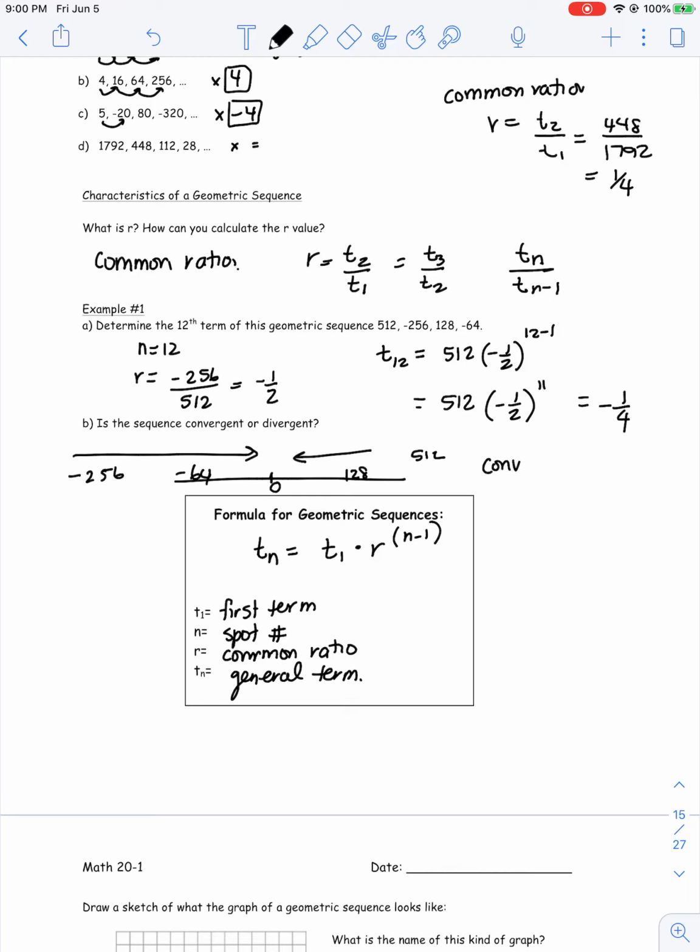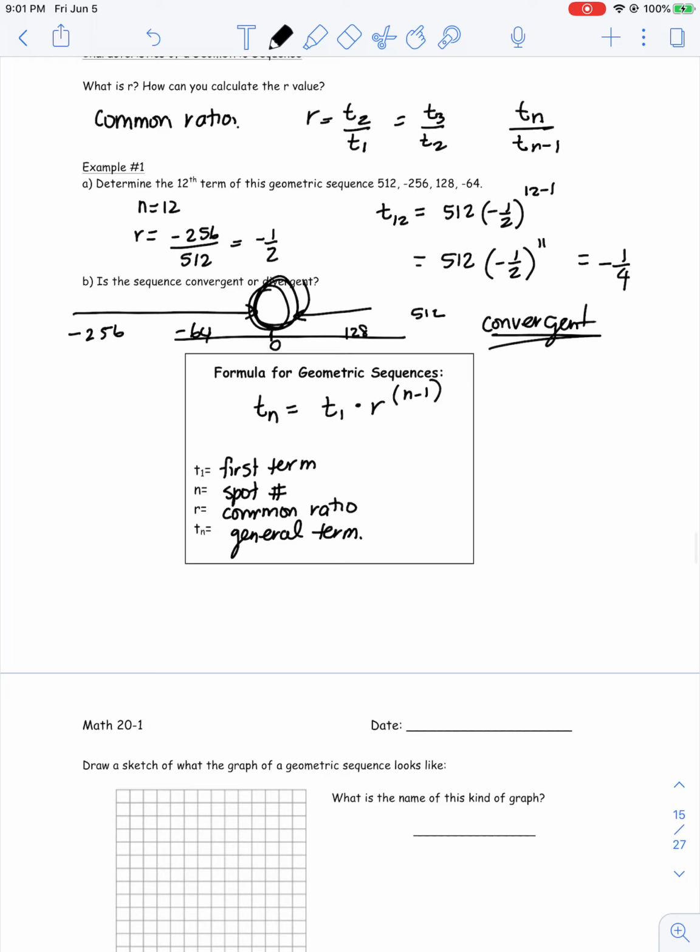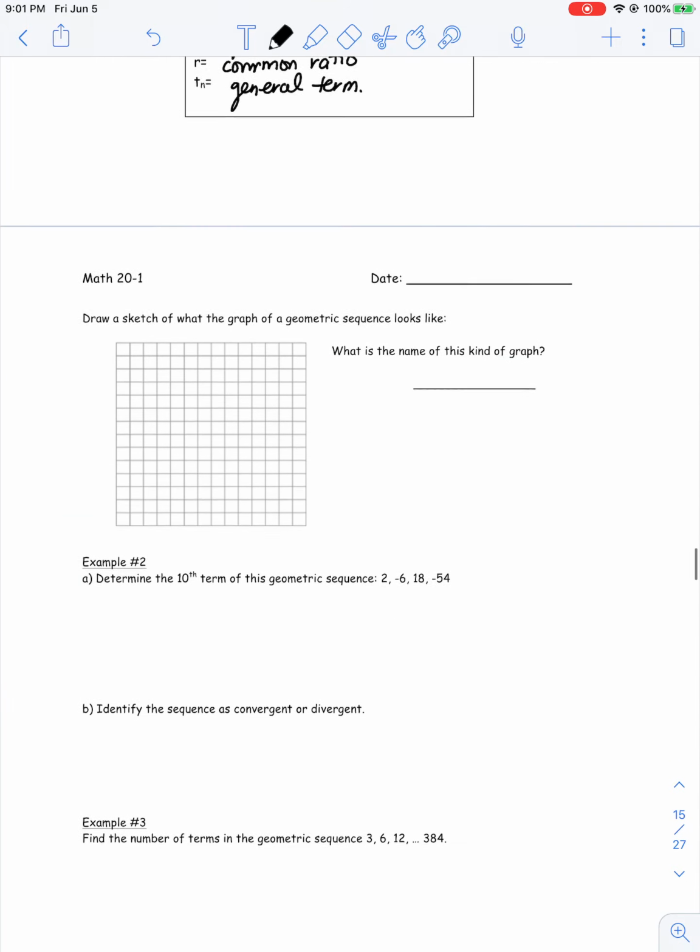So this is going to be something called convergent, where the numbers seem to be approaching something. We don't know what it is yet, but we know it's approaching a certain number. The sum would approach something. If one arrow is going down and the other arrow is coming towards it, we know that they are going to approach a certain sum. So that is what convergent means.